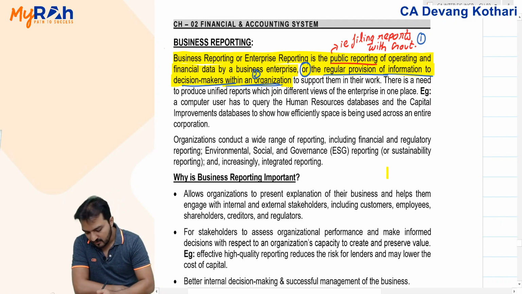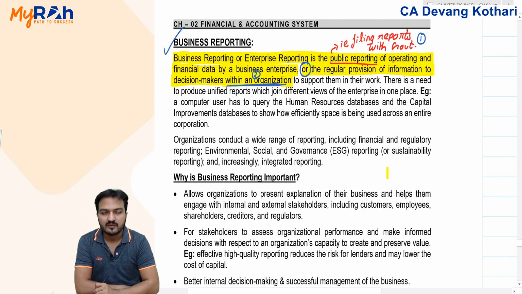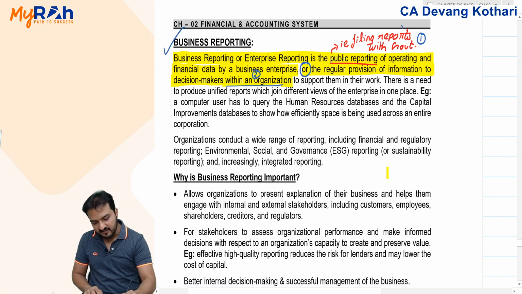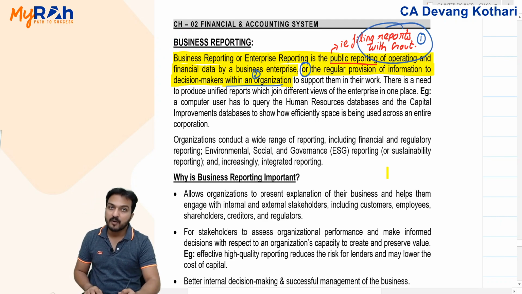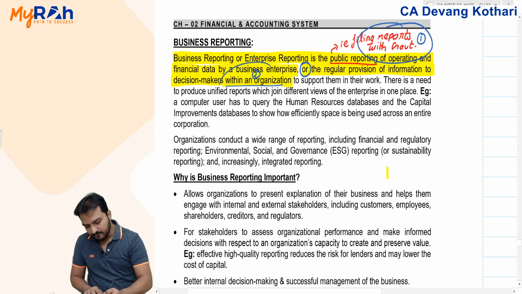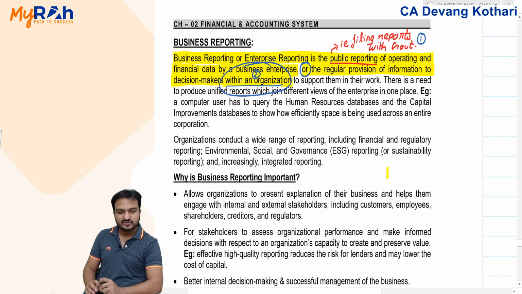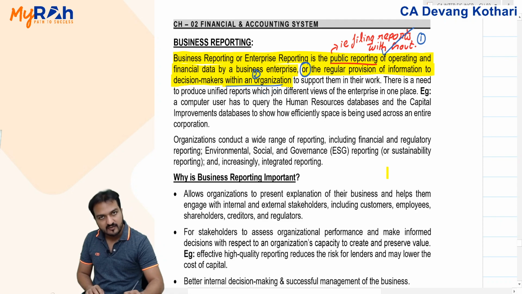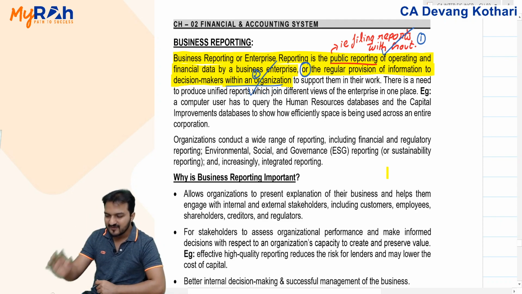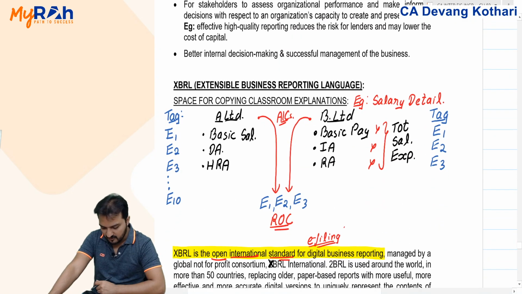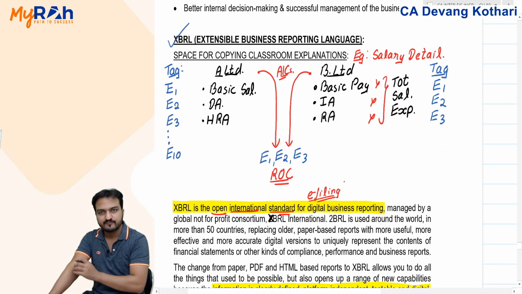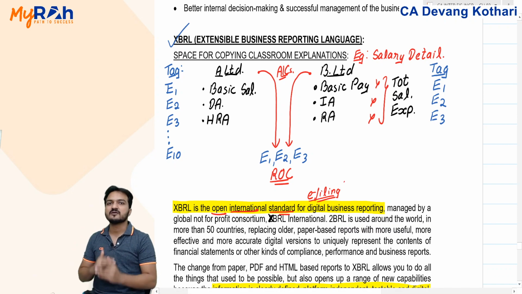In short, my term here, business reporting, is not just for filing reports with the government, but it is also for reporting within the organization. So business reporting pertains to reporting to the government or reporting within the organization. Well, one of the examples under business reporting we learned here is called XBRL, Extensible Business Reporting Language.